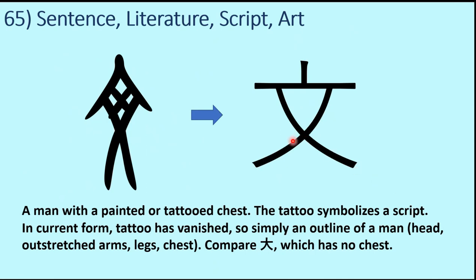You can compare this with our familiar character here which has no chest, but here the chest is there. Because of this tattoo, it represents some kind of text or literature or script. Because of that, this character was taken. However, in this character, the tattoo portion has been removed. So this is how we arrive at this character.